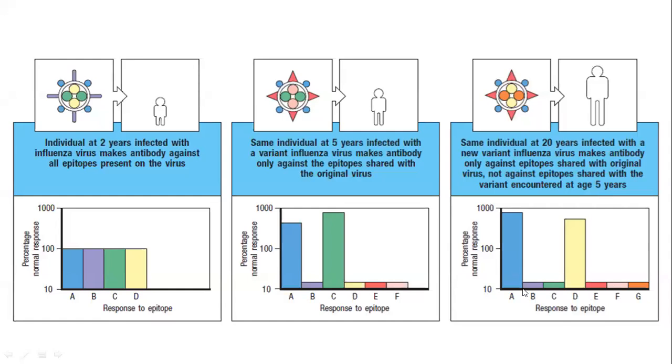And again, we try to re-emphasize the concept of antibody specificity and antibody affinity. Here we show exposure at 2 years, exposure at 5 years, and exposure at 20 years. You can see here we have an individual infected with influenza virus making antibodies against all the epitopes that are present in the virus.